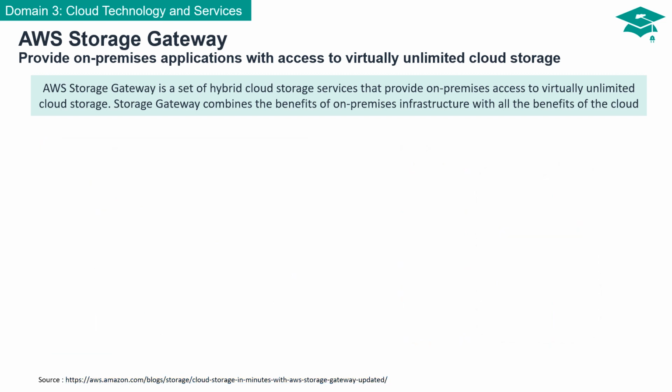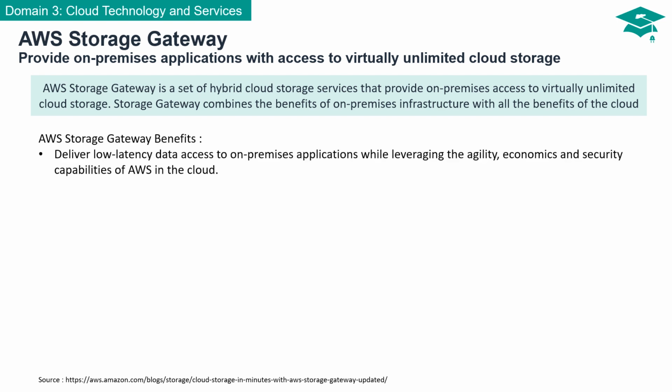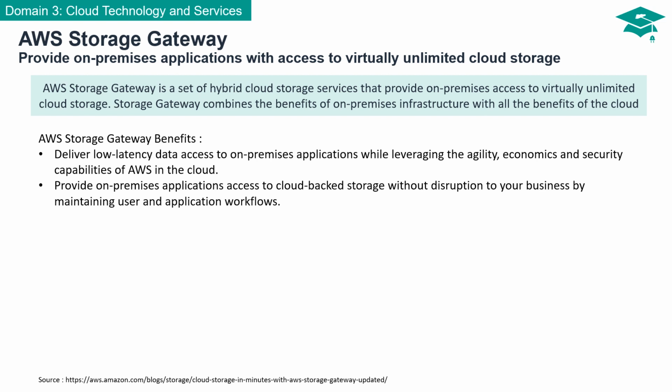AWS Storage Gateway has 4 main benefits. Low latency data access. AWS Storage Gateway allows you to deliver low latency data access to on-premises applications while harnessing the agility, economics, and robust security capabilities of AWS in the cloud. Seamless integration. It provides on-premises applications with access to cloud-backed storage without disrupting your business operations, ensuring a smooth continuation of user and application workflows.